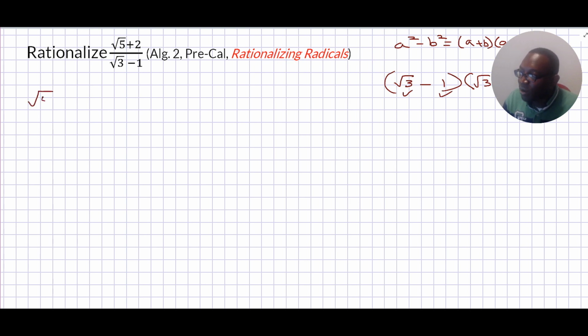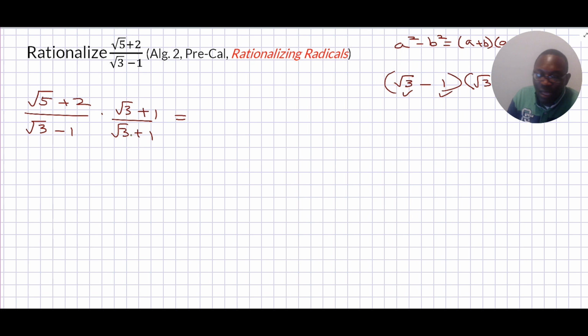So square root of 5 plus 2 divided by square root of 3 minus 1. We're going to multiply by the square root of 3 plus 1. The reason why we do this is because the square root of 3 plus 1 divided by the square root of 3 plus 1 ends up giving us 1. So we're multiplying this by 1.